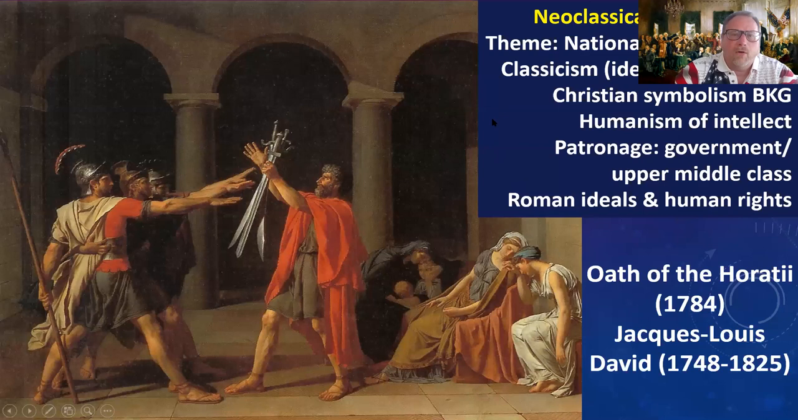Now, the theme from it, if you don't have this written down somewhere from your book, this is the neoclassical art aesthetics. The themes are almost always going to be nationalism and patriotism. They're going to focus on classicism. They're going to have idealized bodies that are calm. Look how calm these individuals are when they're about to go off to war. They are ready to fight.